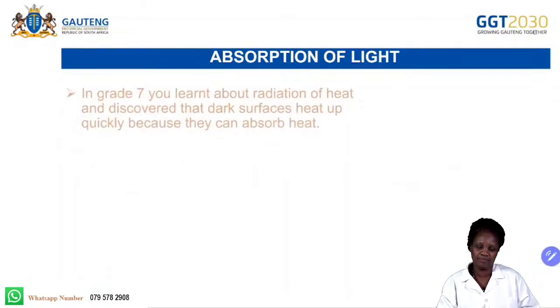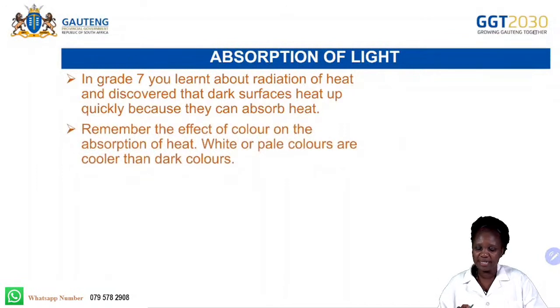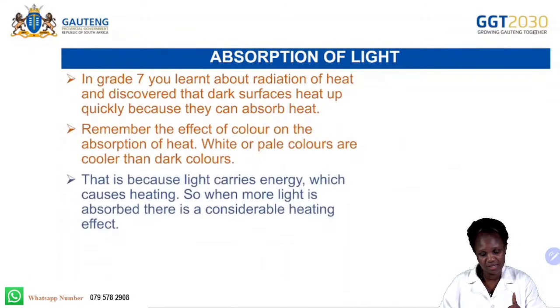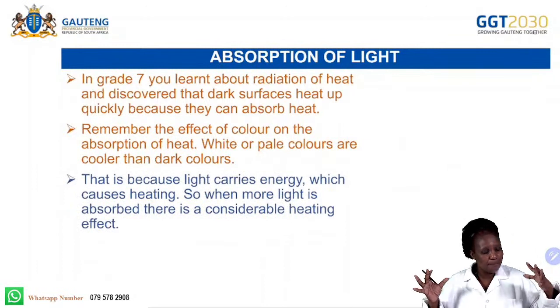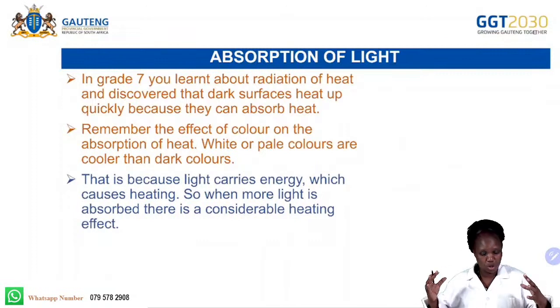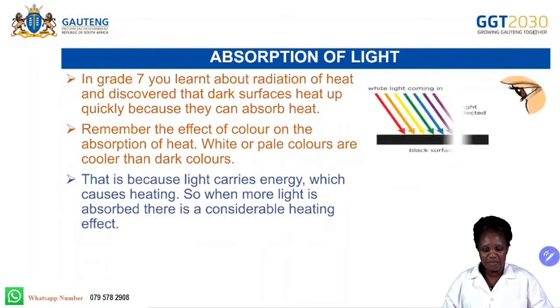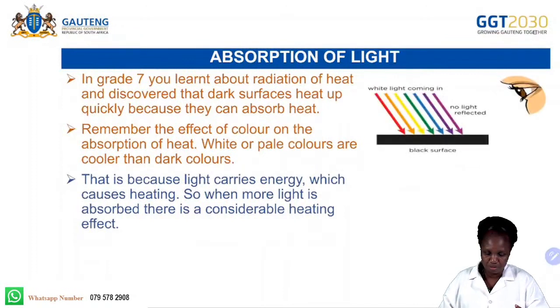Grade 8. Remember, when you're in grade 7, you learned about radiation of heat and discovered that dark surfaces heat up quickly because they can absorb heat. They heat up quickly. Why? It is because they absorb heat. All right. And remember the effect of color on the absorption of heat.